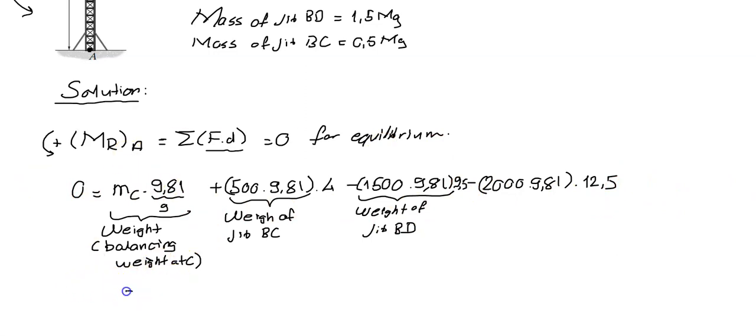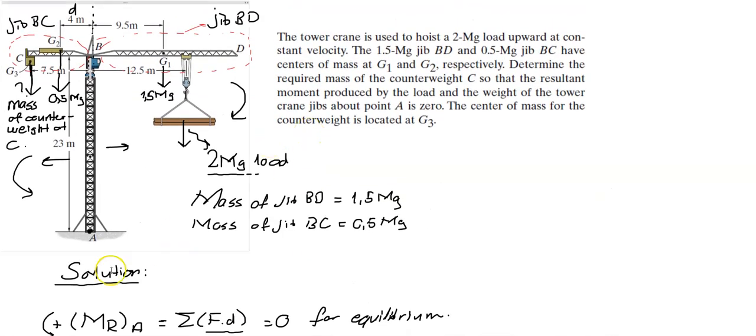So solving this equation, we get mass of C will be equal to 4966.7 kilogram, and that is equal to 4.97 megagram. Okay, and that is the answer for our question. Okay, thank you.